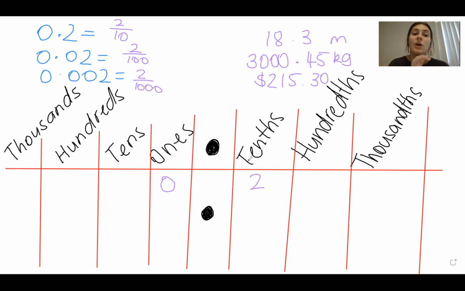If we were to write 0.02, this decimal is actually smaller than the one we just did. 0 ones, 0 tenths, and 2 hundredths. So we can also represent that as a fraction as 2 over 100. So our decimals are getting smaller and smaller. And the next one I want to show you is 0.002, which, as you can probably guess by now, is going to be very small. We're actually looking at 2 over 1,000. So that's the connection that decimals have with fractions.